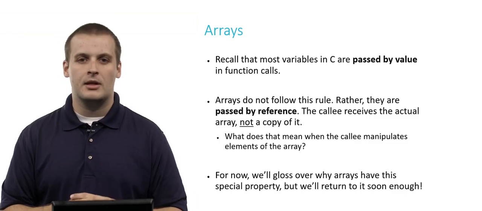Now, there's one other thing I want to mention about arrays that can be a little bit tricky the first time that you work with them. We discussed in a video about variable scope that most variables in C, when you call them in functions, are passed by value. Do you remember what it means to pass something by value? It means we're making a copy of the variable that's being passed in. The callee function, the function that is receiving the variable, doesn't get the variable itself. It gets its own local copy of it to work with.